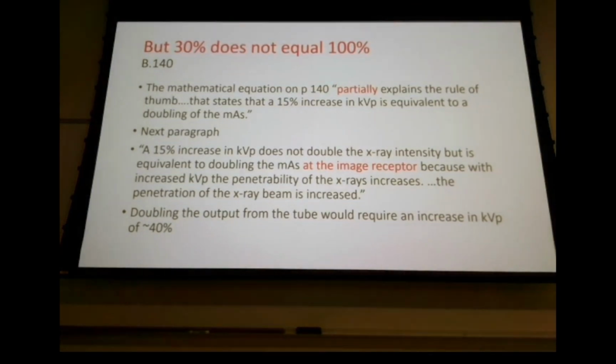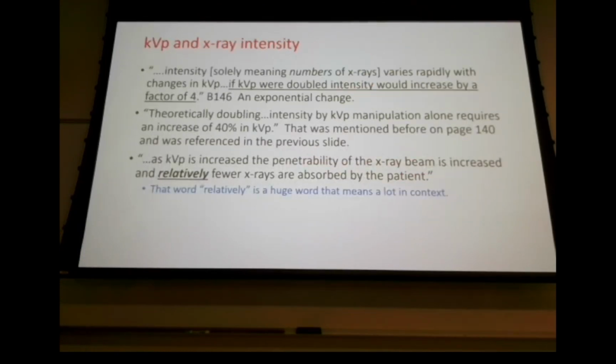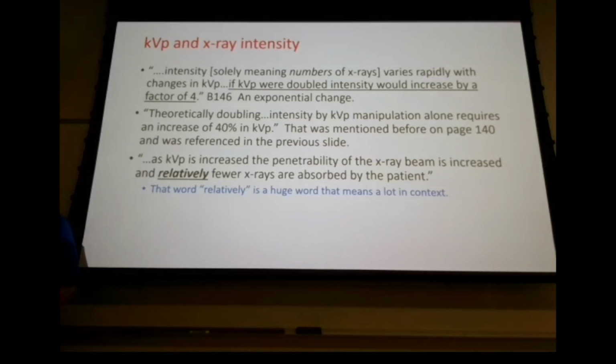But that 30% gives us greater penetration, and that penetration is what doubles our image receptor exposure by a factor of 2. So we talked about all that, and then we talked about the relative change, and that 15% giving us a doubling of the exposure. That's an exponential change, right? So 15% gives us 100%.